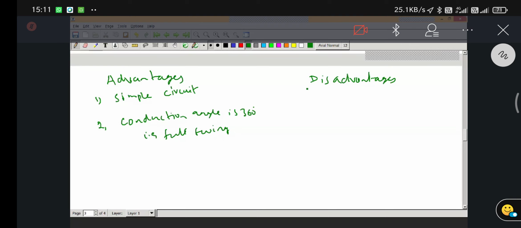Now coming to disadvantages. So just we observe that it is a very poor efficiency. It is having the less efficiency. Poor efficiency. This is a major disadvantage. As well as one more disadvantage is, we need a regulated power supply. So I hope you're going to see this word regulated power supply in the laboratory.